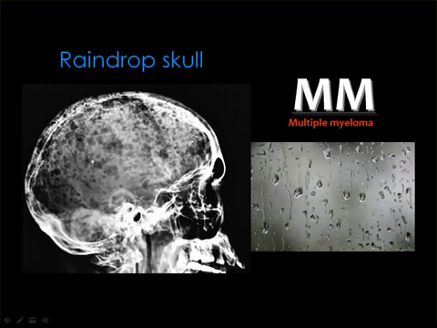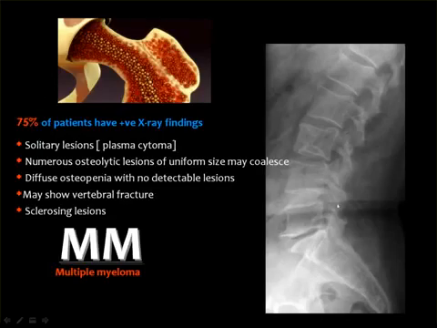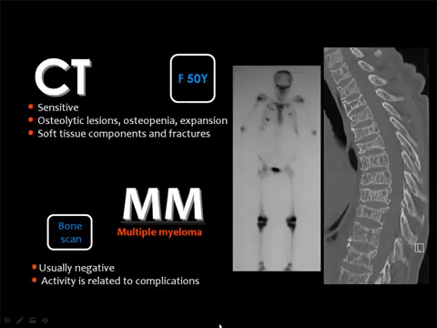And they simulate the raindrop as you can see here. Then 75% of patients with myeloma may have positive X-ray finding in the form of solitary osteolytic lesion, which is known as the plasmacytoma, multiple osteolytic lesions of uniform size, diffuse decreased bone density without detectable lesions, vertebral fracture or collapse, and the sclerosing lesions, which is the rarest to be seen in the clinical practice.